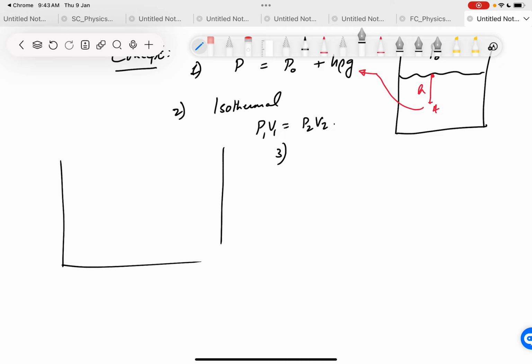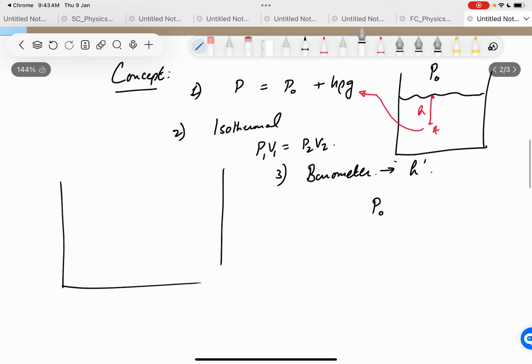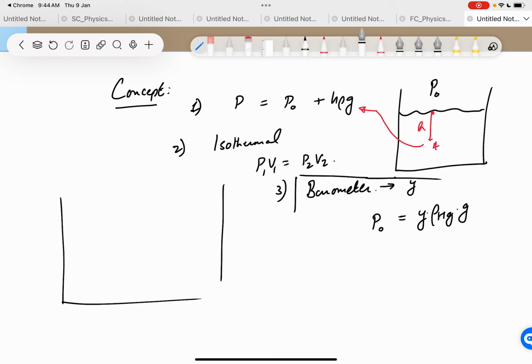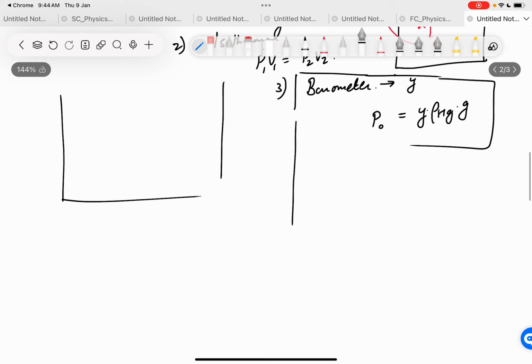And number three, the idea behind the barometer. If a mercury barometer has a height of h, then we can always write the atmospheric pressure in terms of h. Why? Because h we have already used, so let's use a different variable. Let's say that the barometer has a height of y, then it just means that the atmospheric pressure is y times the density of the mercury multiplied by the g value. This is the meaning of the barometer height.